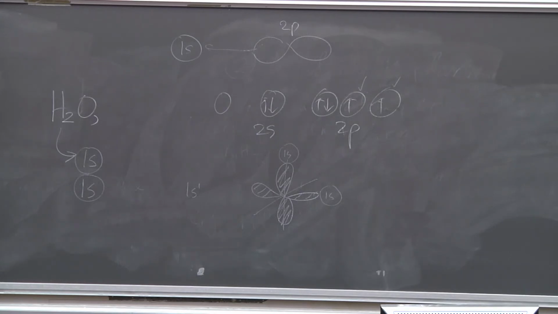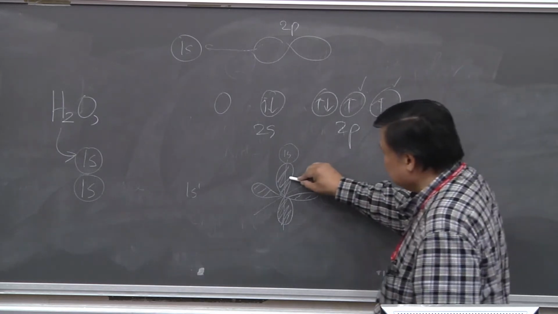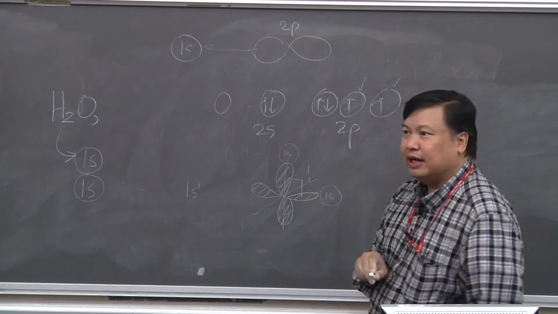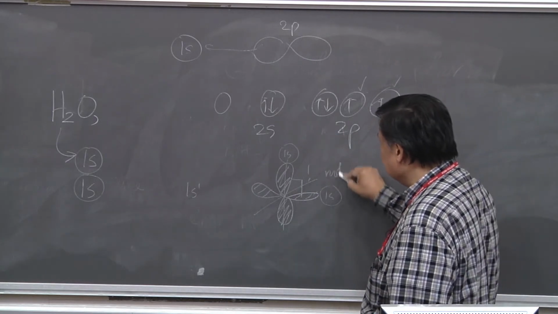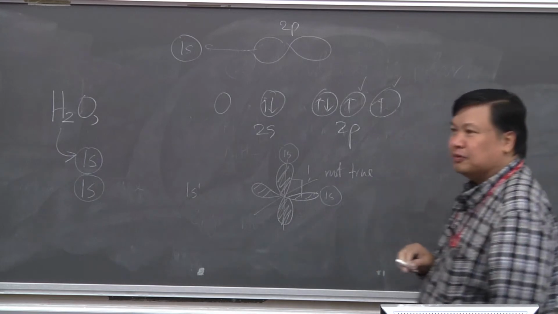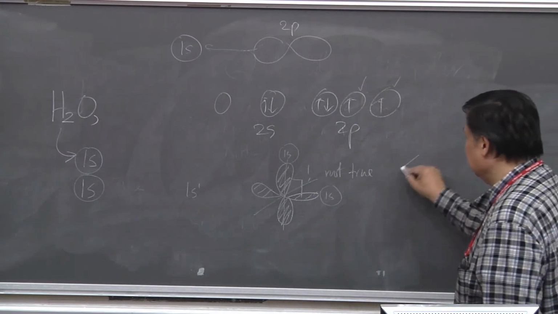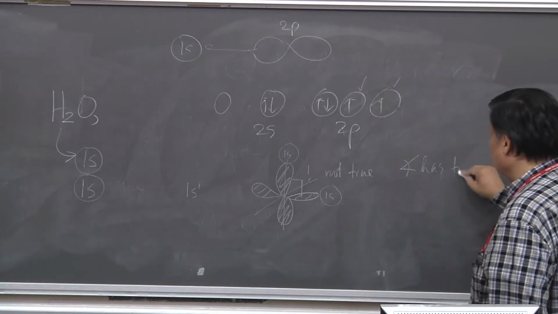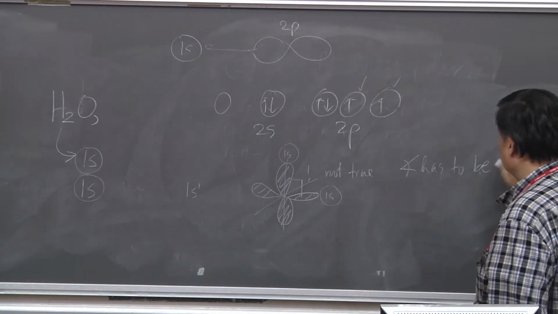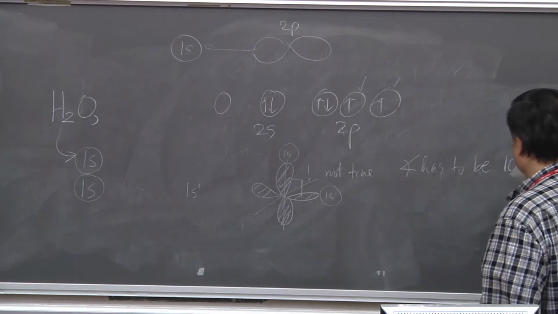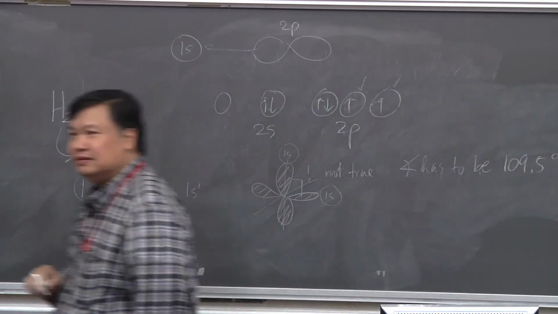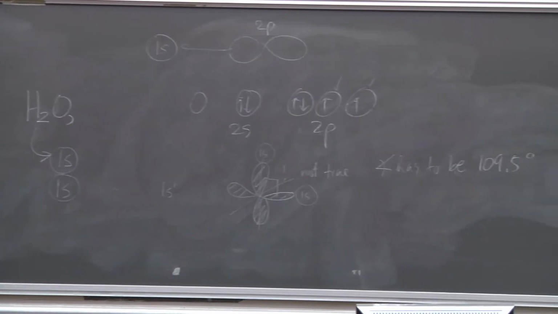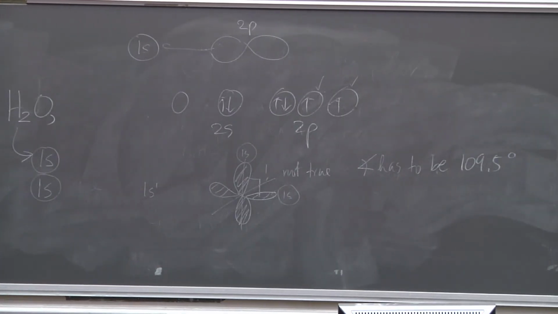What was the angle again for H2O? For tetrahedral? Was it 90? 109.5. So if I follow this, this tells me this has to be 90, right? But this is not true. Because what we know is that the angle has to be 109.5 degrees. Aha. So how do you think the valence bond theory tries to explain that?